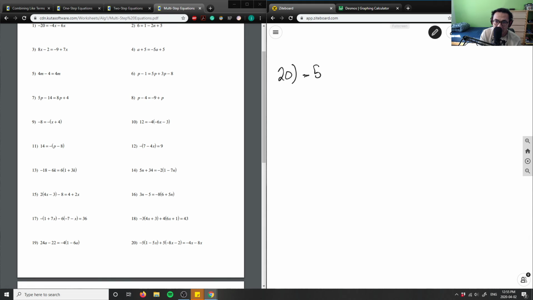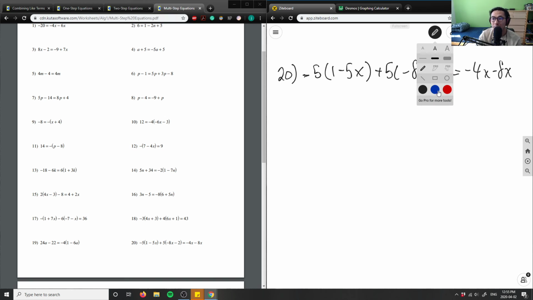This is negative 5 times 1 minus 5x plus 5 times negative 8x minus 2 equals negative 4x minus 8x. This is a very long equation. Wow. So I see a lot of brackets. I can break those down first, but I also see like terms here, right? So let's do both steps at once.